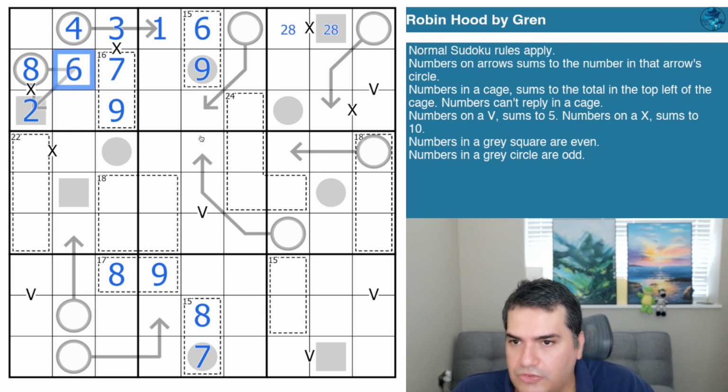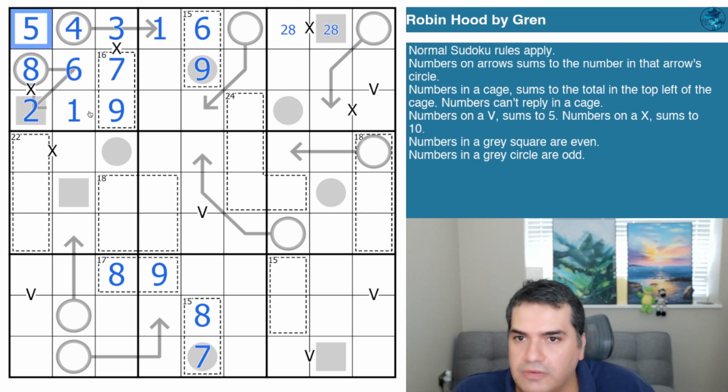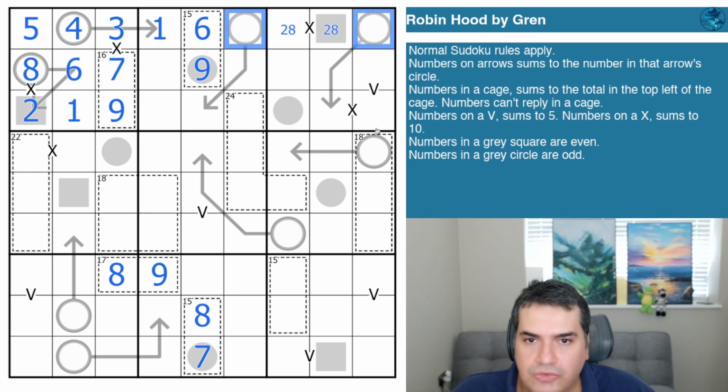2, 8, 6, 1, just normal Sudoku here. This one couldn't have been here. That's the 1, that's the 5. We can now finish this off with 7 and 9. Beautiful. Oh, 7 and 9. No, that's definitely a 7 and a 9.